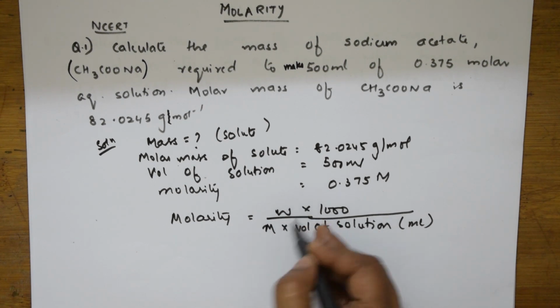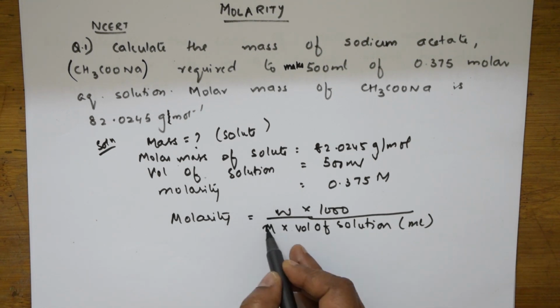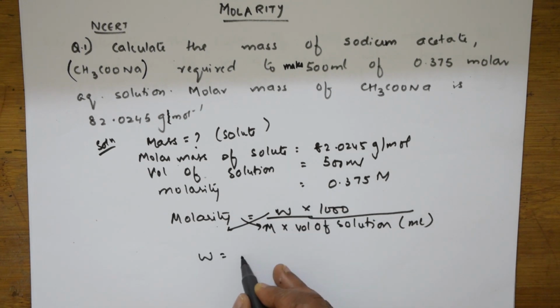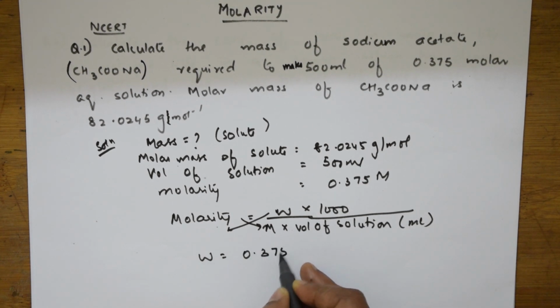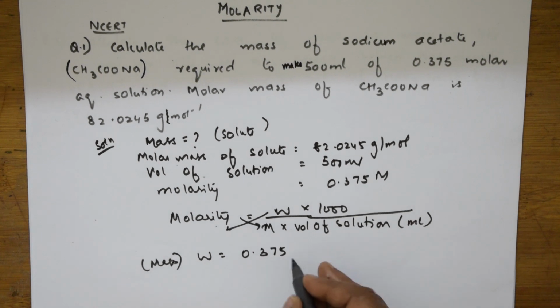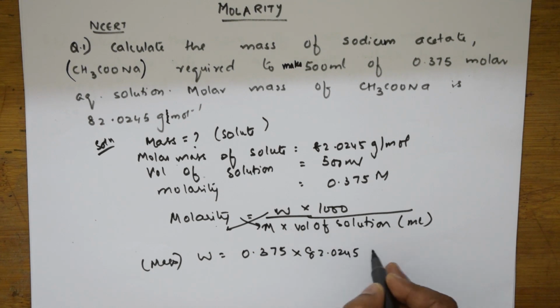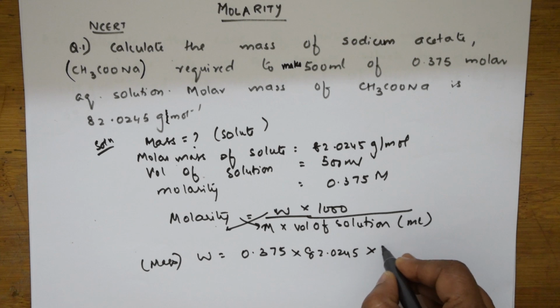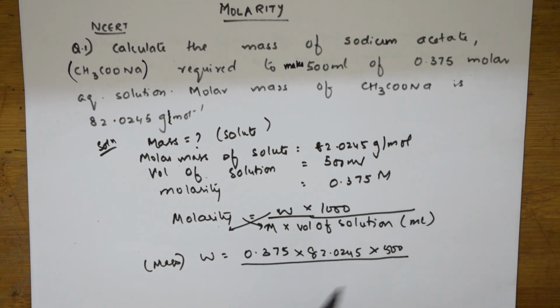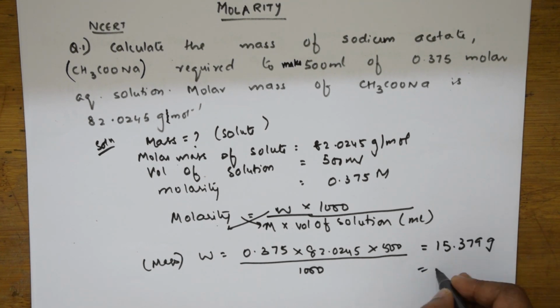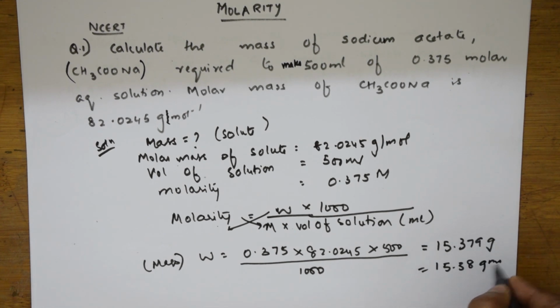So when I take this W out, I'm cross multiplying molarity with this. W is equal to, molarity is how much? Molarity is nothing but 0.375, and after that into how much is the molar mass given to us? It is nothing but 82.0245 into what is the volume of the solution given? 500 ml divided by 1000, isn't it? So how much do I get? I'm going to get an answer of 15.379 grams. If I approximate this, because the significant number is more than 5, this becomes 15.38 grams. That's it. This is your first numerical.